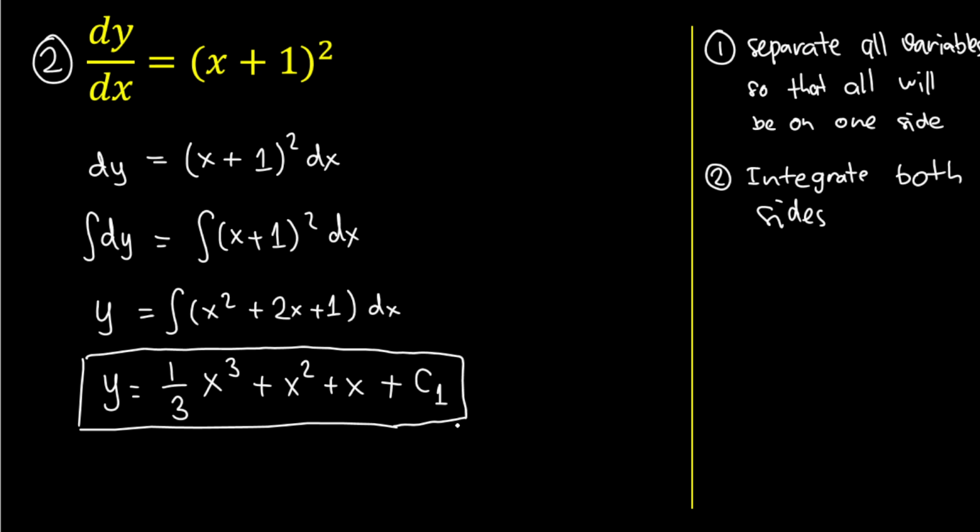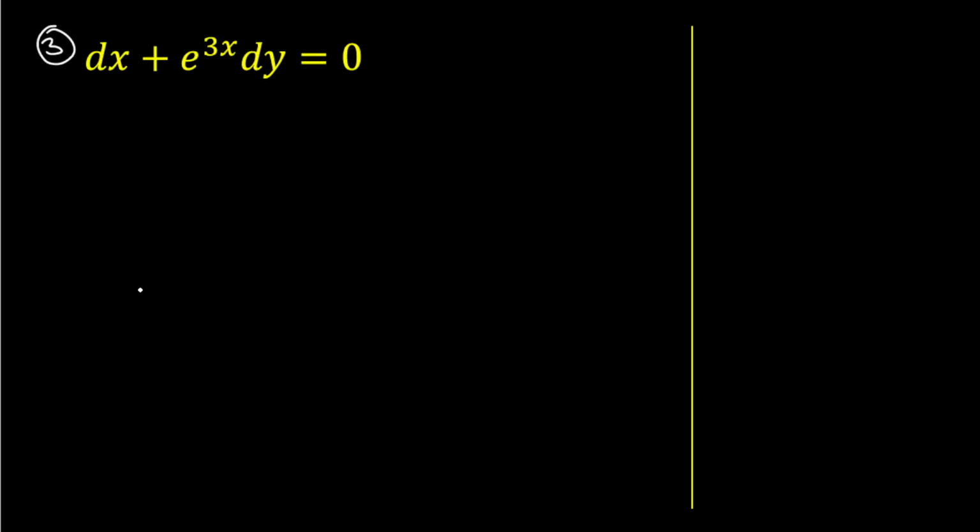Good. And now let's move on again to example 3. It is more complicated, but it is doable. So the first step will be to separate all the variables, right? So how to do that? And I think we will move this to the right hand side.